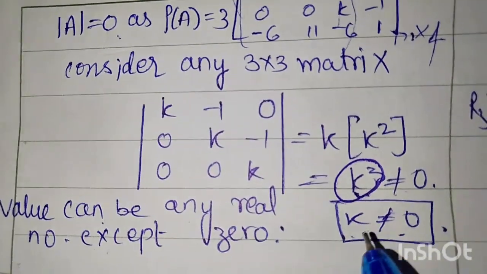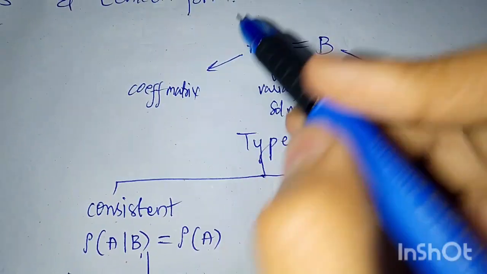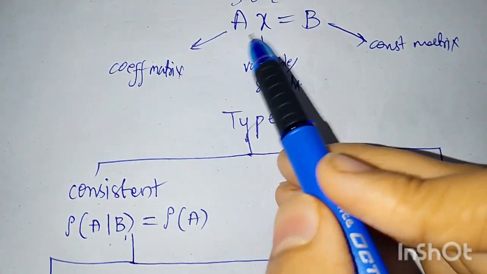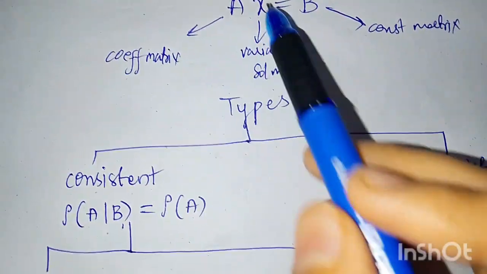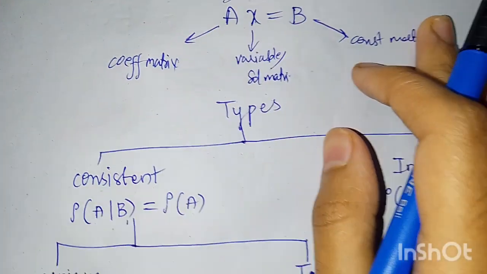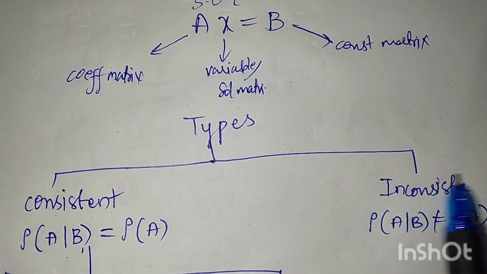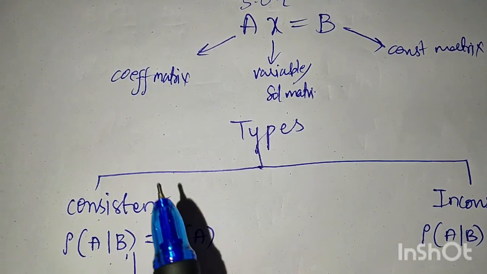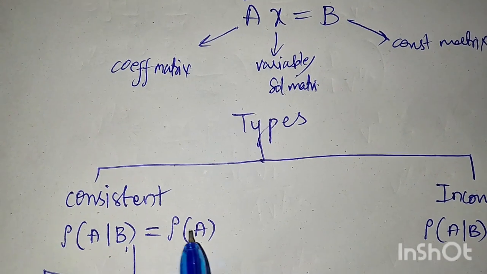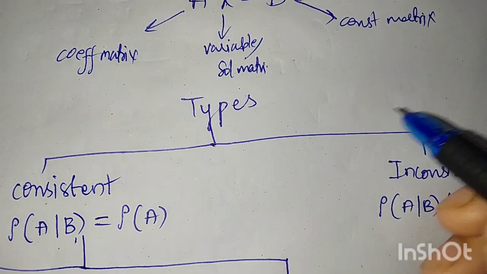So system of linear equations. Okay, it is of the form Ax is equal to B. A is called coefficient matrix, X is called variable matrix, B is called constant matrix. So here we have two types, consistent and inconsistent. Inconsistent means no solution. Consistent means yes, we have solution. When do we say consistent? If rank of A|B is equal to rank of A, then we say it is consistent. If it's not equal, inconsistent, that means no solution. Okay, no solution. Here we have solution.